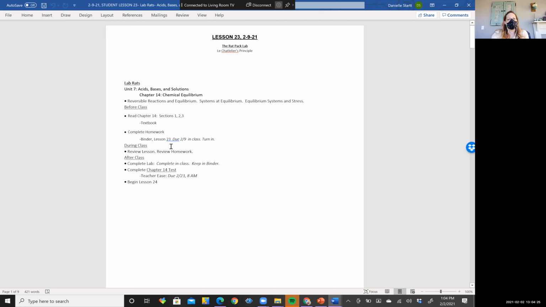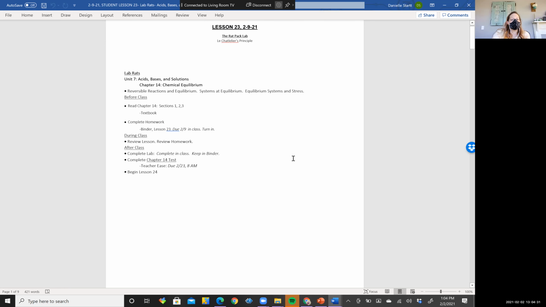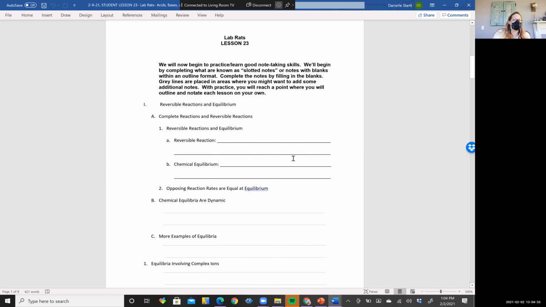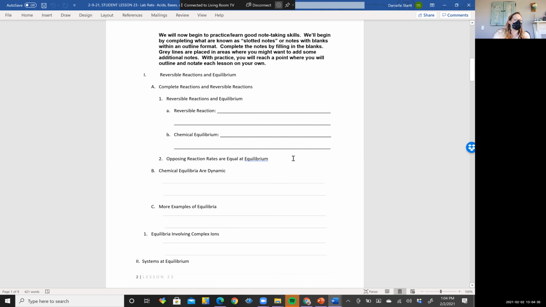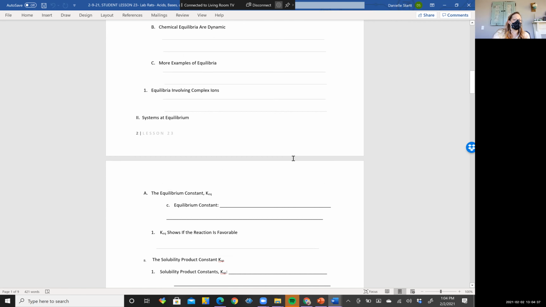Since it's the same topic still, we're still talking about solutions a bit. We're moving on to equilibrium. But like I said, when you look at your notes, you'll see I basically have that format here, right? I put the format in place for you pretty much.